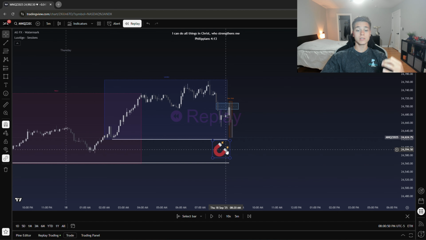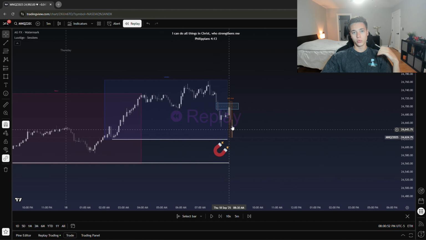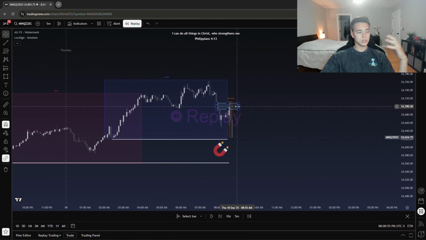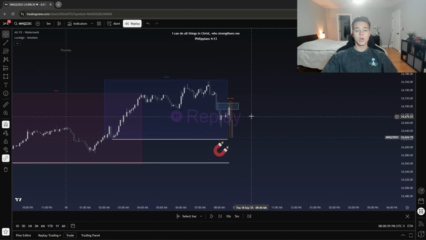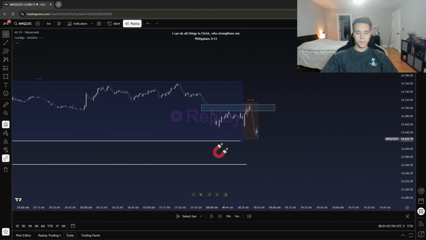The draw on liquidity is like a magnet. You always want to see a retracement or some other strategy, whatever you use as your PD arrays, to that draw on liquidity. Okay, think about it like a magnet. It's that simple. All right, let's see what happens. Next candle, boom, we sweep that London session low.